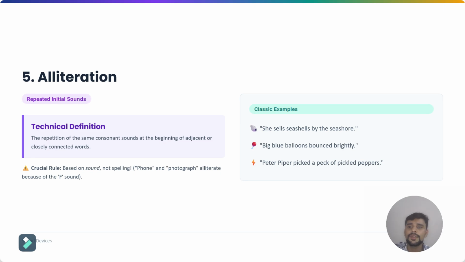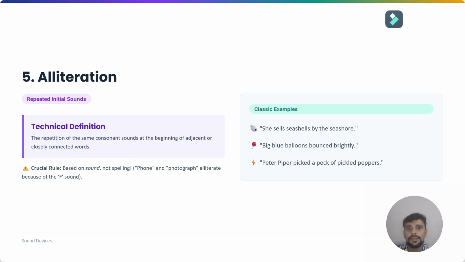Now we enter a different category, sound devices. Our first one is alliteration. Alliteration is the repetition of the same consonant sound at the beginning of nearby or closely connected words. For example, "She sells seashells by the seashore." We hear the repeated S sound.